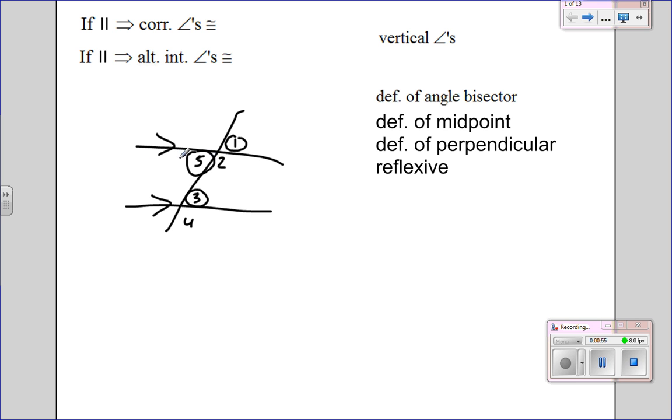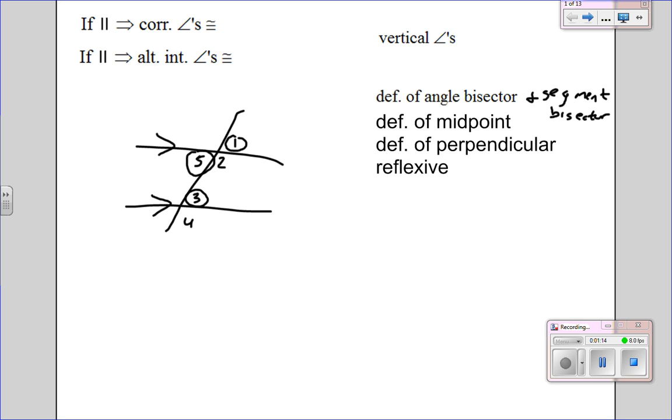And that's an abbreviation, both of these, for what we're going to use when we write our proofs. We've also learned about vertical angles, like angle 1 and angle 5 are congruent by vertical angles. Definition of angle bisector and segment bisector, we've learned about both of those.